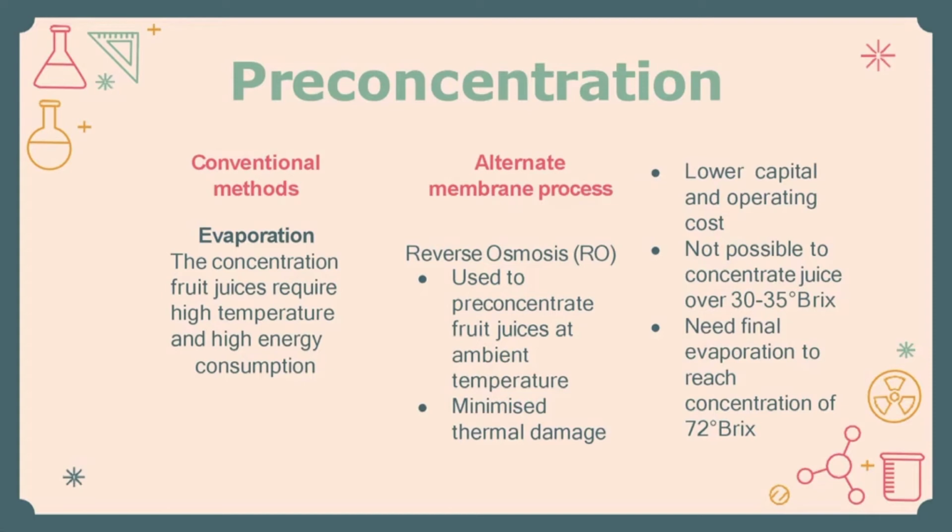However, it is not possible to concentrate apple juice by RO over 30 until 35 degrees due to the high osmotic pressure of concentrated apple juice. Therefore, a final evaporation step is needed to reach a concentration of 72 degrees.